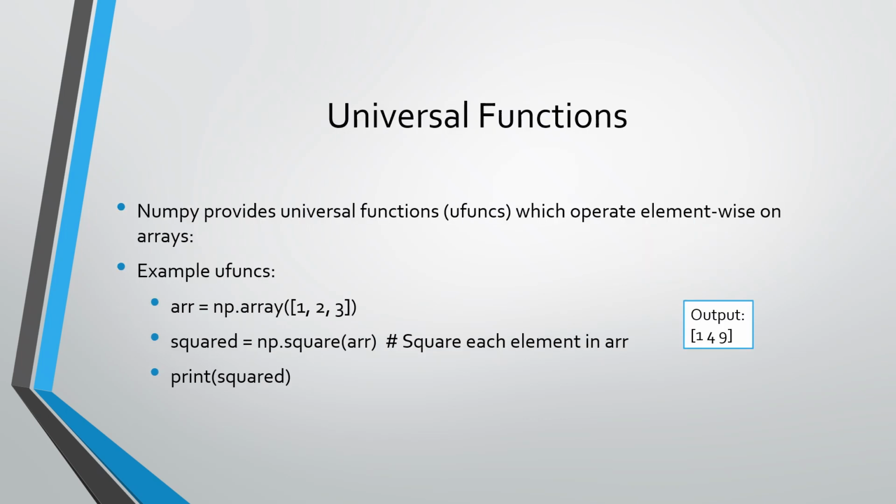The next function is the universal function. For this we have a built-in function called the square function. You can call this function using the np dot operator, and you can pass the array variable. So each element of the array will be squared. So the square of 1 is 1, of 2 is 4, and of 3 is 9. That will be the output of this function. So here we have understood that the operations on arrays are performed element wise. So that's all in this lecture. Thank you all.